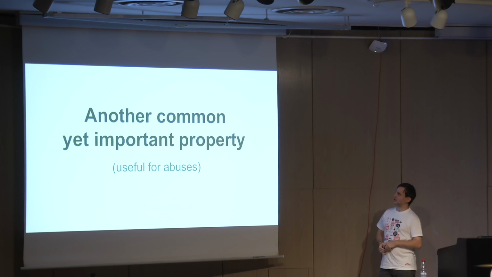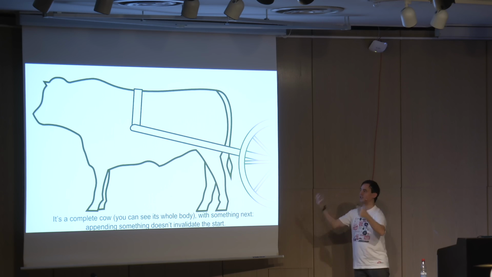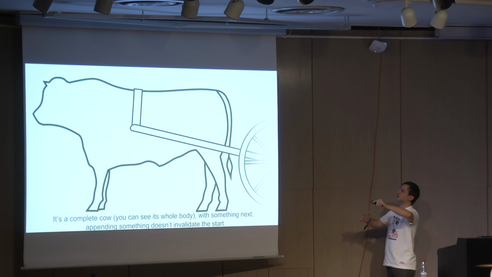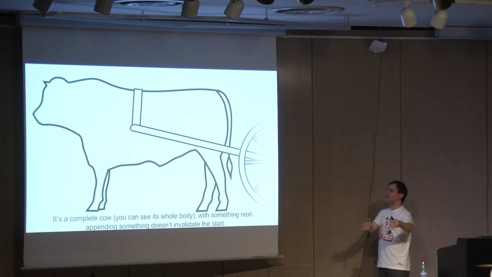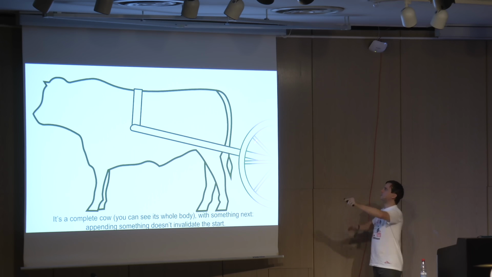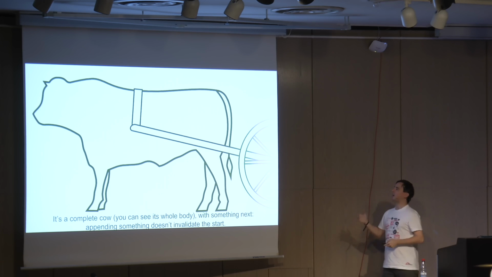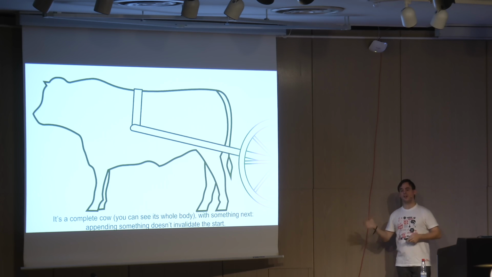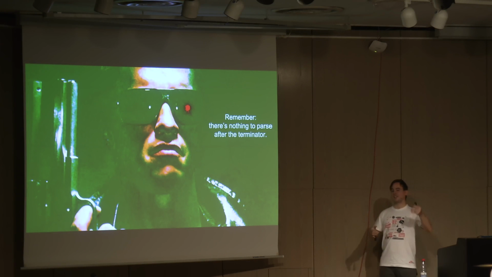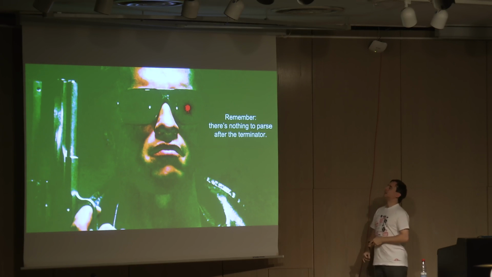Another common yet important property that is useful for abuses: you see a cow. There is something coming next, but you definitely see a cow. Because you can see a complete cow, then something coming next, it's still a valid cow, right? It means whatever you put after, it was original. You see the full cow, so you think it's a cow and something else. File formats typically define a terminator that says, this is the end of my file format, and once you met the terminator, there's nothing left to parse.